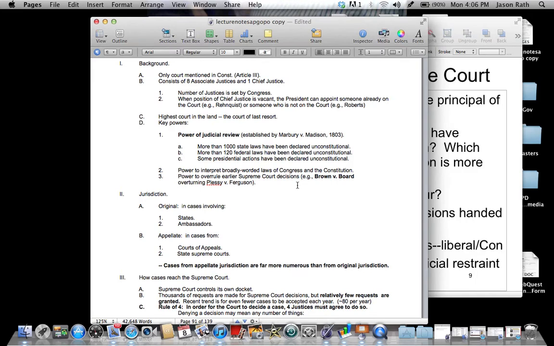And so these are just some facts about what has happened over the years. What powers do they have? 1, the power of judicial review, very important. 2, the power to interpret broadly worded laws of Congress and the Constitution. And 3, the power to overrule earlier Supreme Court decisions, like Brown versus Board of Education overruling Plessy versus Ferguson. Brown called separate but equal unconstitutional.